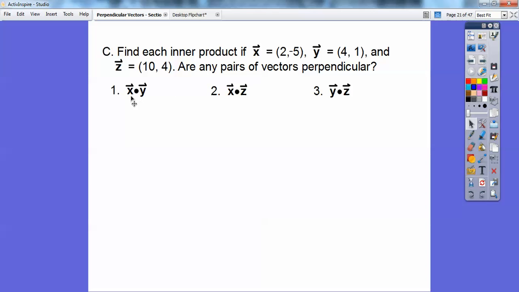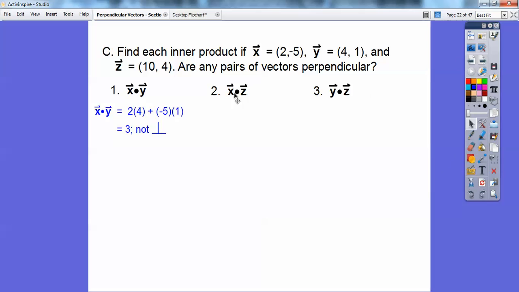So we're going to multiply vector x with vector y, the inner product of that. I'm going to multiply the x's together, multiply the y's together, and add them together. And if it equals 0, it's perpendicular. Here it equals 3, so these guys are not perpendicular. So the inner product is 3, but they're not perpendicular.